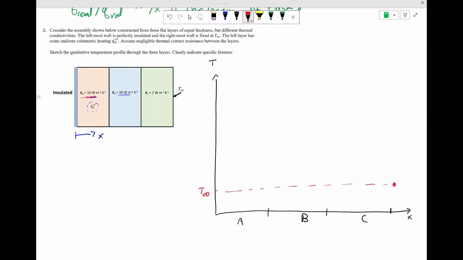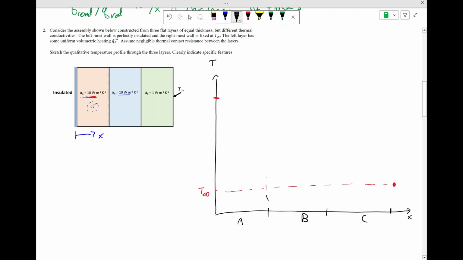Since the left layer is insulated on the left side, it's going to have a 0 temperature derivative, or dT dx is going to have to be 0 right at the left wall. And also, the first layer has a heat source inside of it. So you would expect a parabolic temperature profile, which should be hottest at the middle, and then increase in slope magnitude as you work outwards to the right.